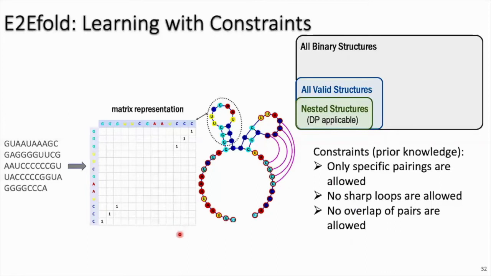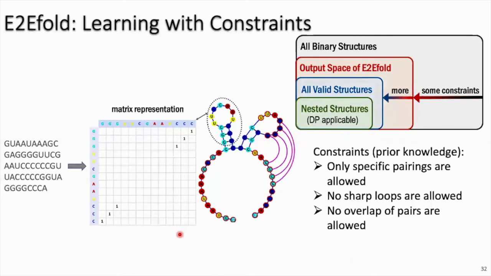So with these constraints, the previous output space can be reduced significantly. However, it's still larger than the outlier structures. So the solution for this translation with constraints problem can cover all the outlier structures. So how can we resolve this translation with constraints problem?